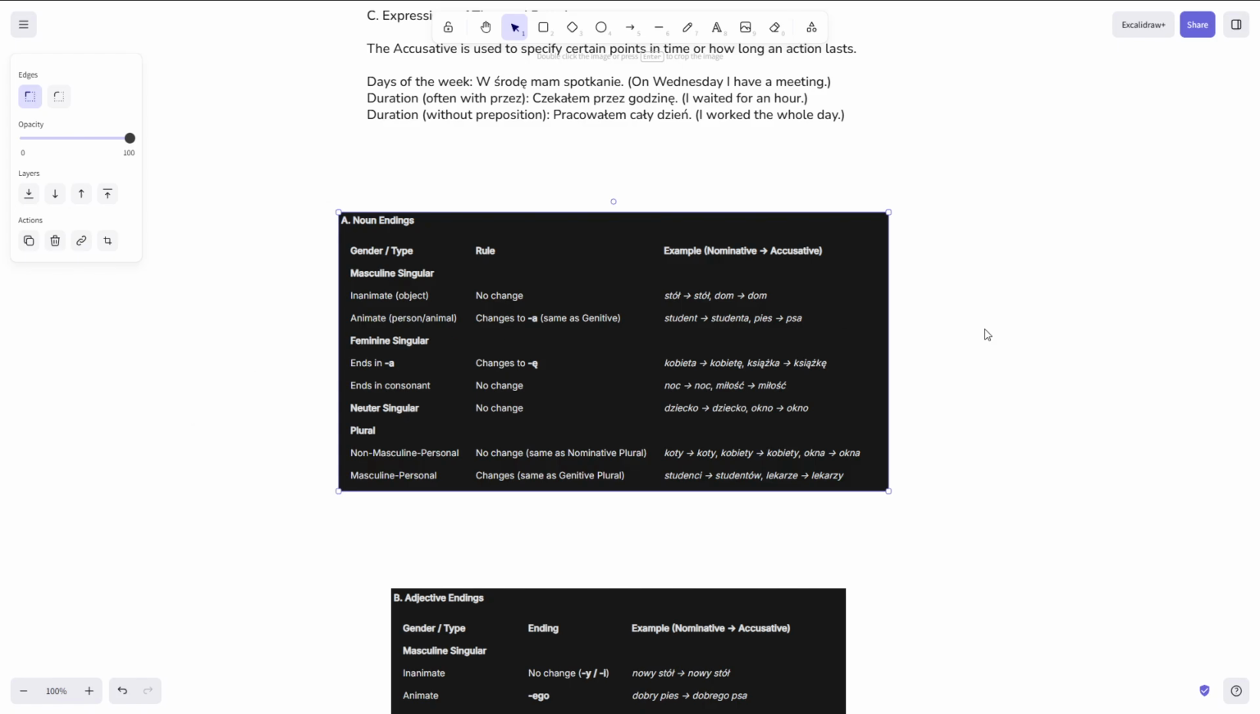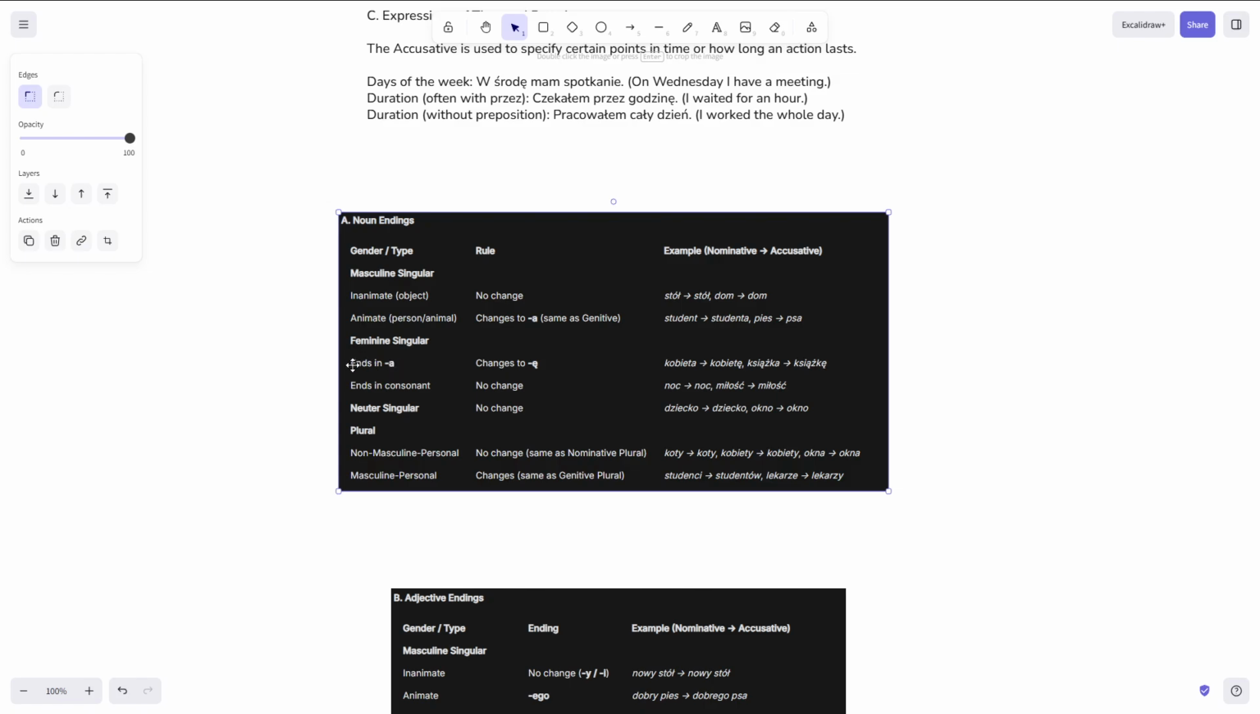And that's it. Just an a. There are no other options, so for living things, it is an a. For all of the other masculine nouns, no change. Boom. Feminine nouns. Feminine singular, okay?